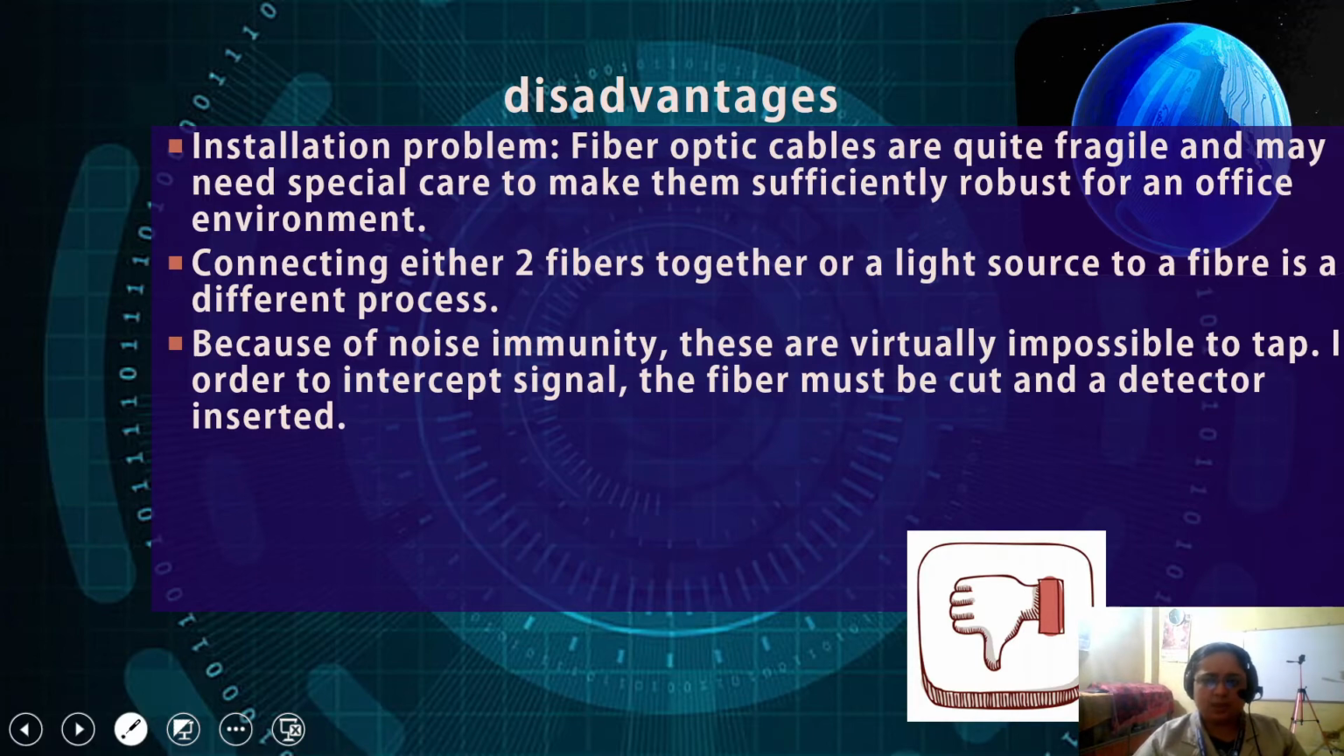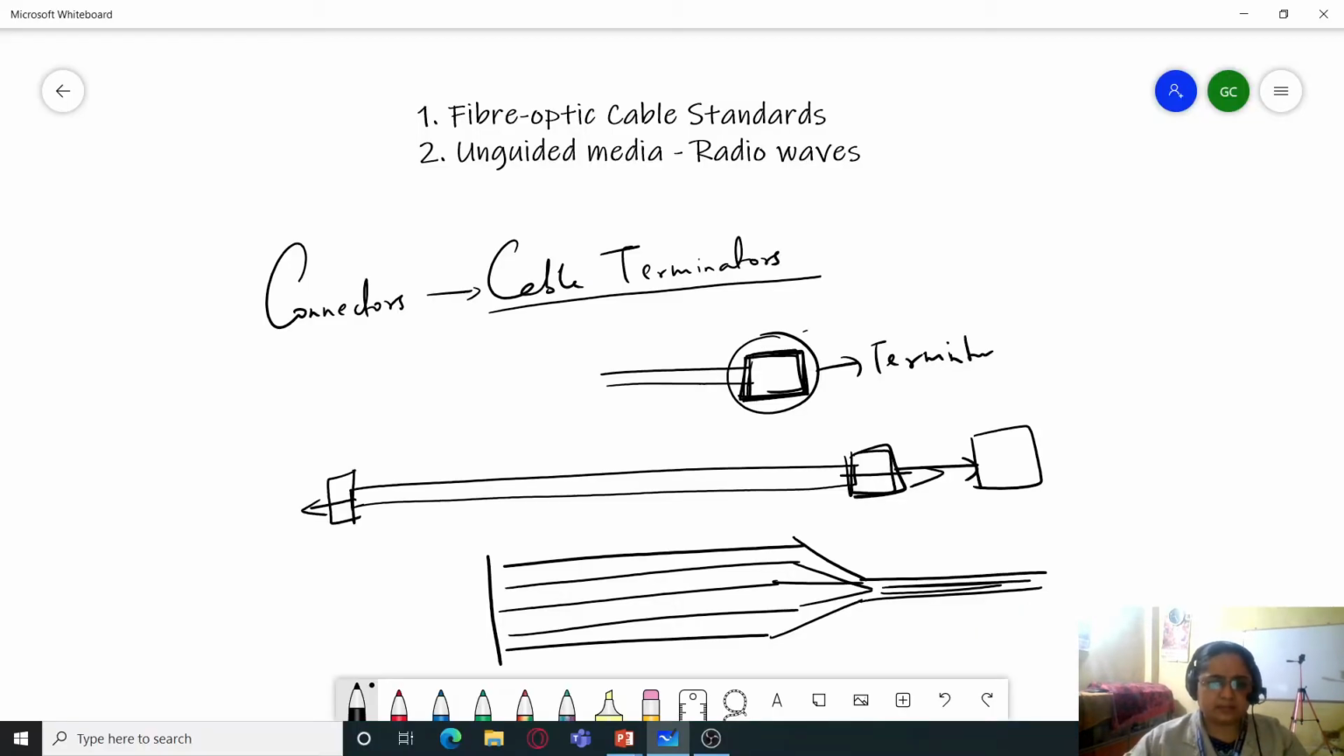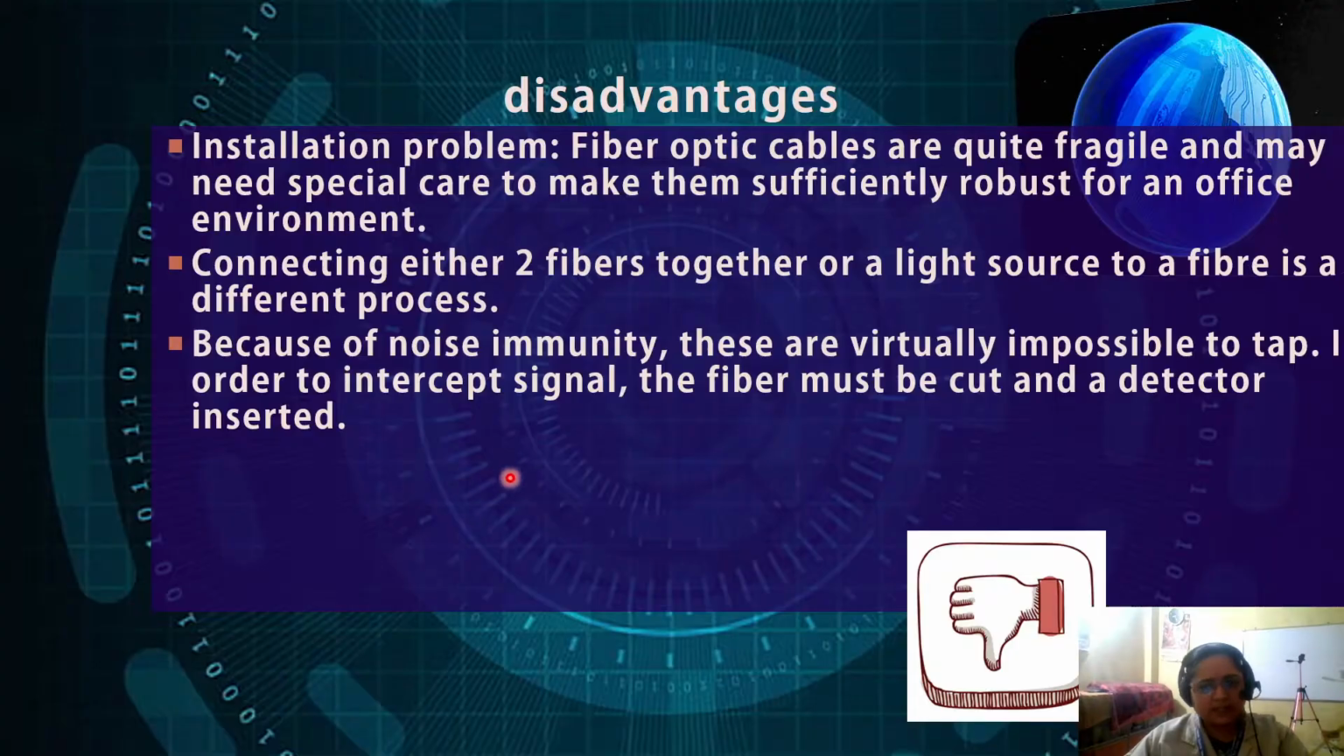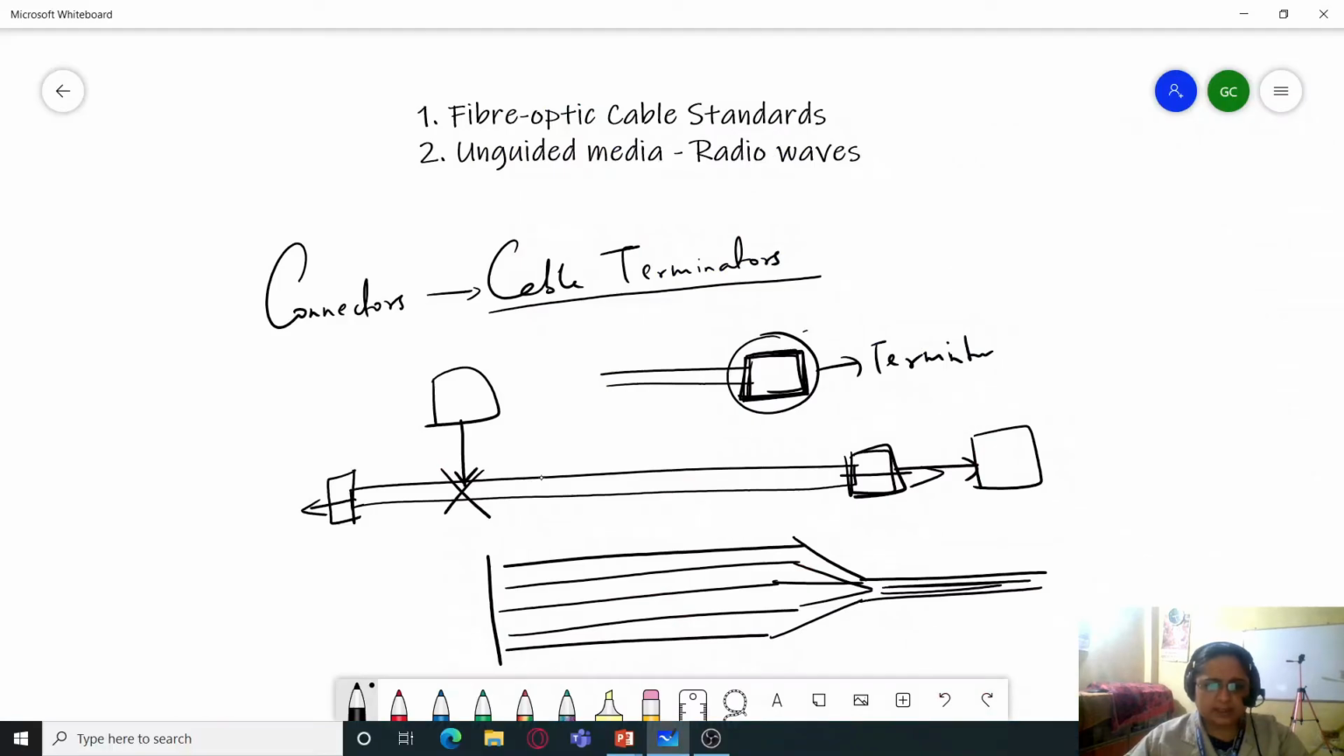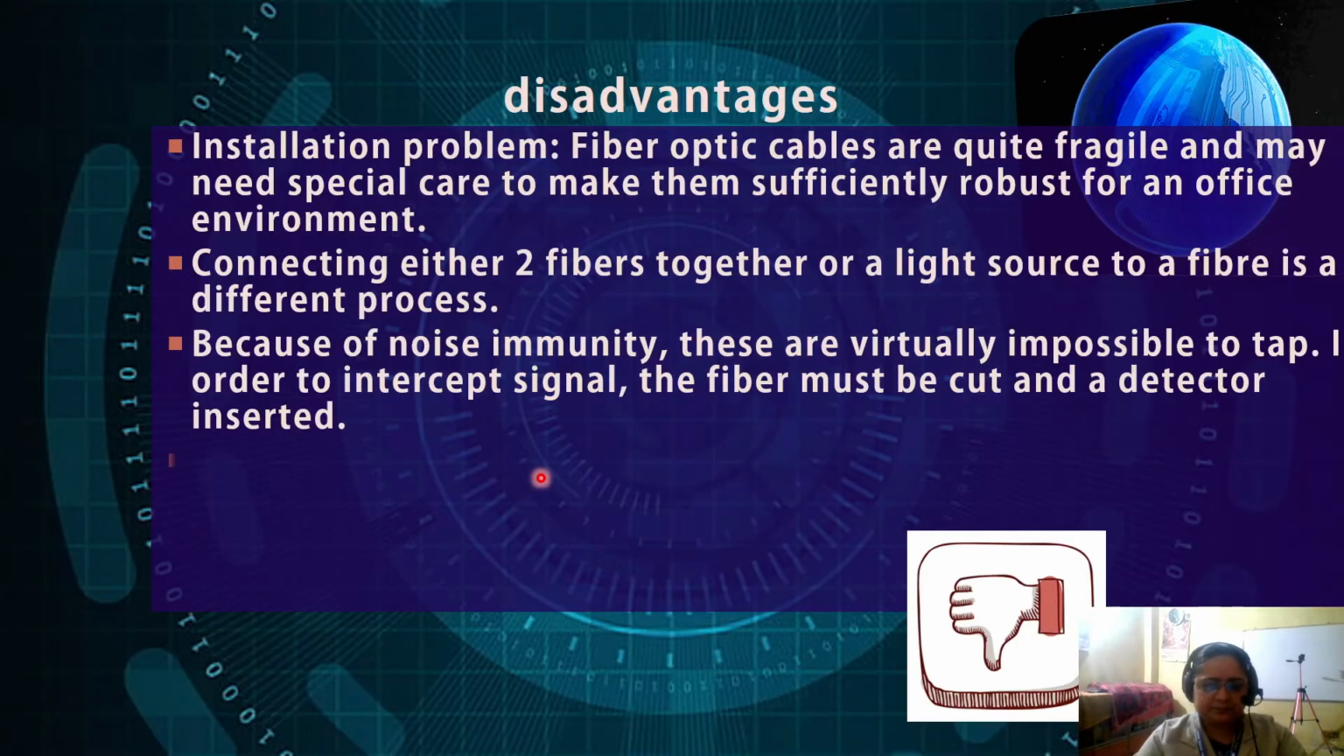That is, if you want to tap in the center of the cable, somewhat like this, and connect any device, this is impossible because of the extra protective layers which are used in it. So you normally have to cut the cable. You will have to cut the cable and insert a detector, or you have to attach additional connectors or terminators for tapping into the cable.